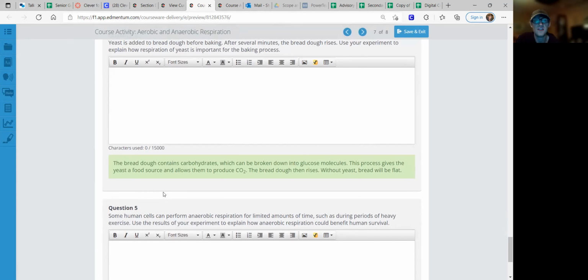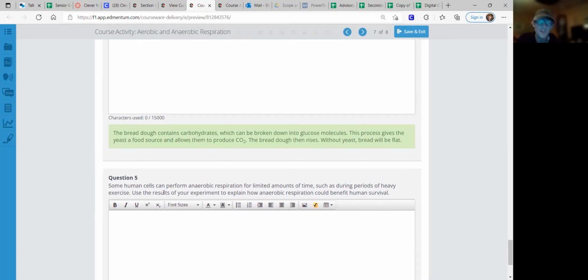Yeast is added to bread dough before baking. Use your experiment to explain how respiration of yeast is important for the baking process. Well, within that bread dough, we have carbohydrates. We have sugar molecules and glucose molecules. Those carbs can be broken down into those glucose chains and molecules. This process gives the yeast a food source and allows them to produce CO2. The bread dough then rises, and without yeast, the bread would be flat.